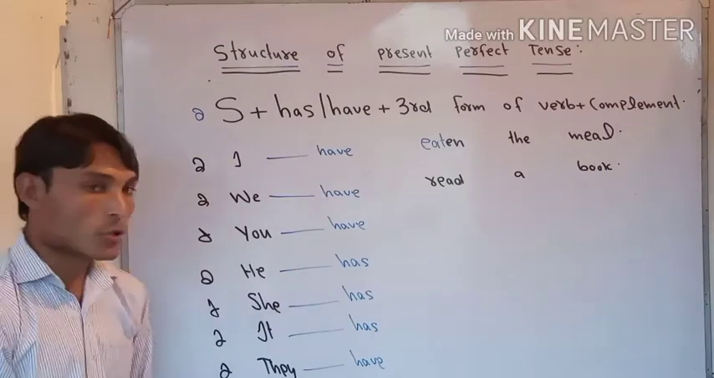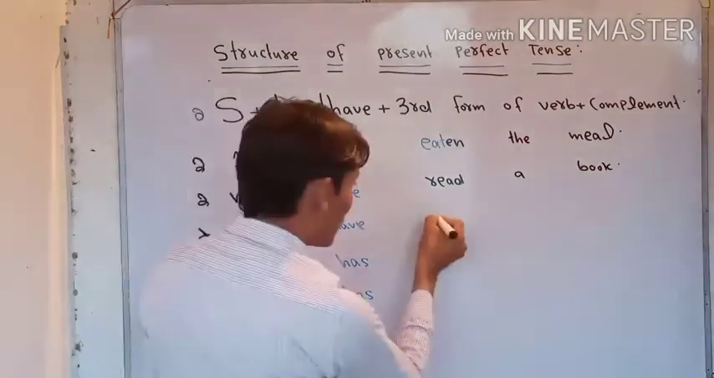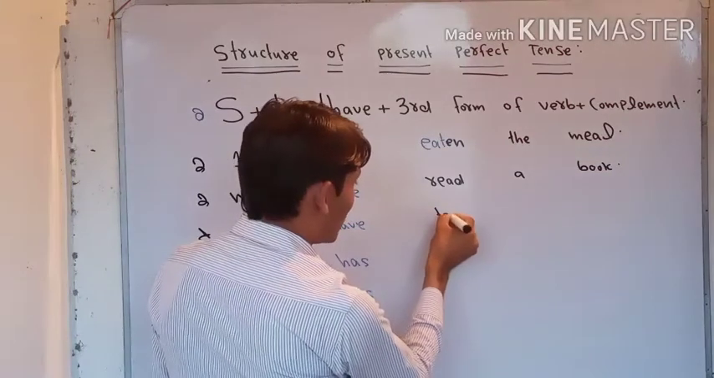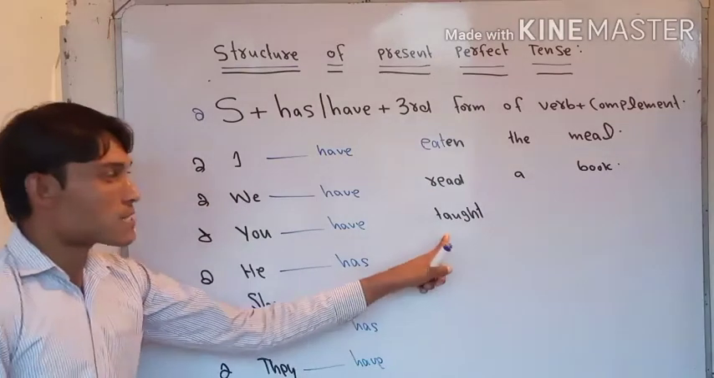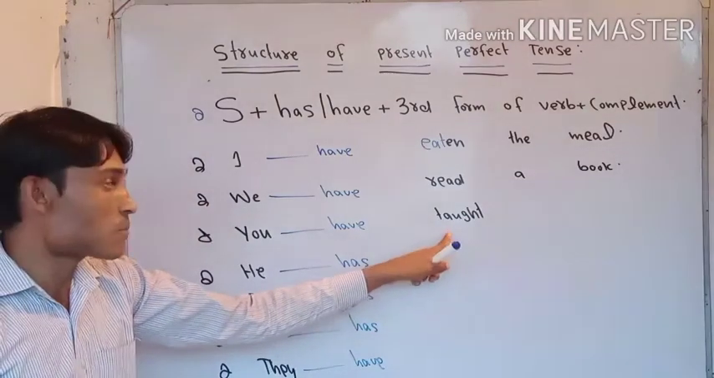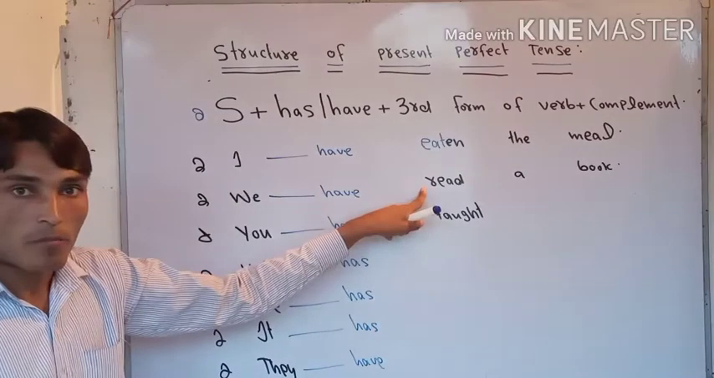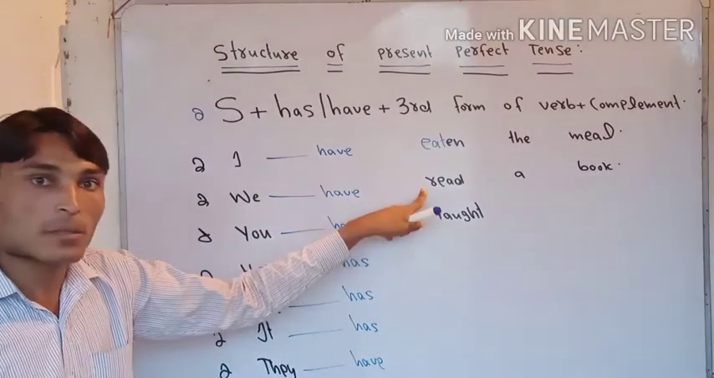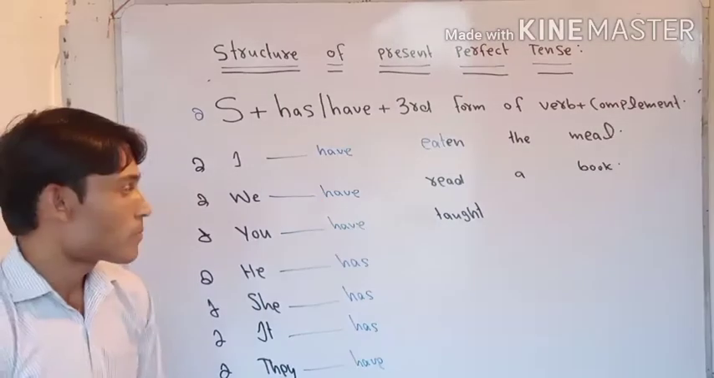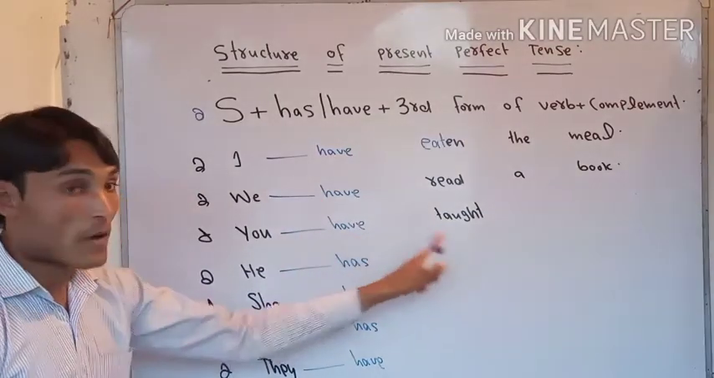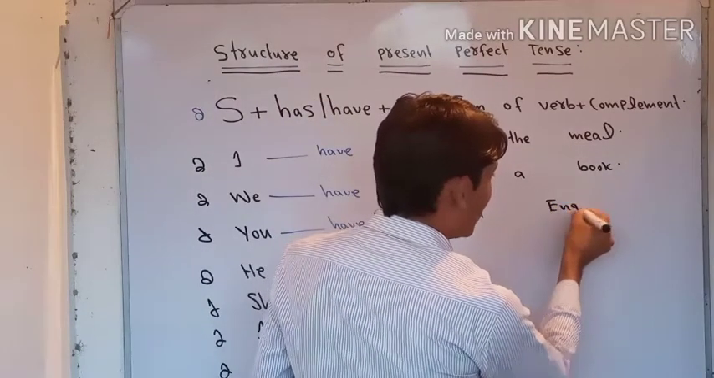Now if we talk about you, you may say that you have taught English. Taught is the past participle of teach, while read is the first form. When you convert it, the spelling is the same but the pronunciation is changed. We can say that we have read a book, while you have taught English.